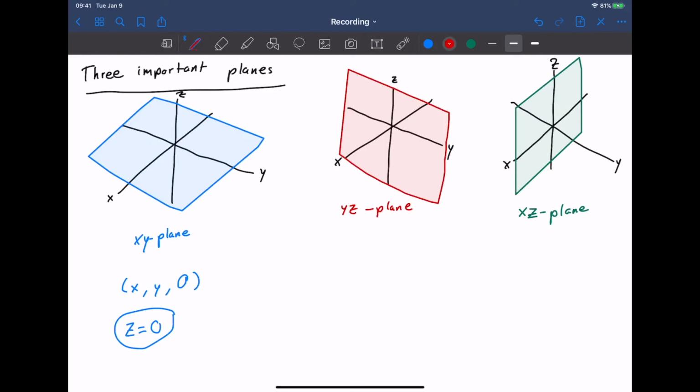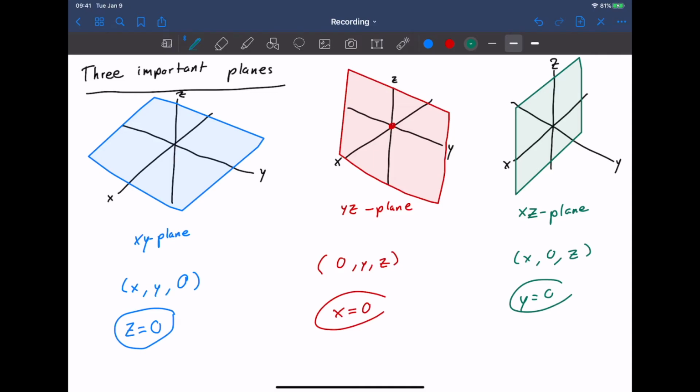The YZ plane, so if the origin is a corner of our room, the YZ plane would be like our left wall. Again, here's what's happening. The Y can be any value we want, and the Z can be any value we want, but we're stuck. We can't go out from it or back into the screen. So the X is 0. So that would be the equation for the YZ plane. And the XZ plane is what you probably would think at this point. So we're having Y equals 0.